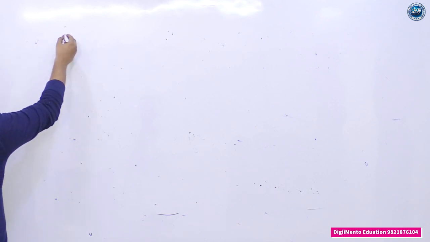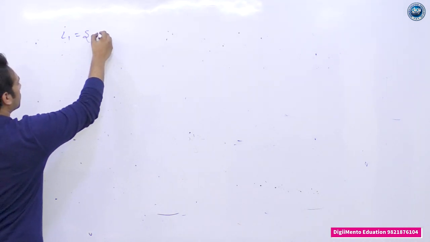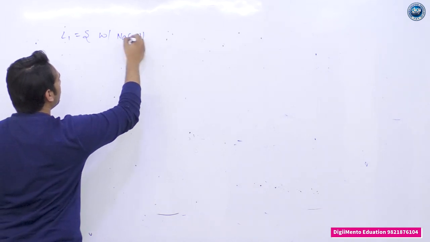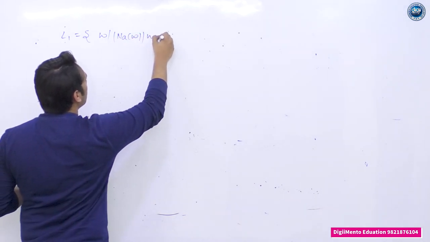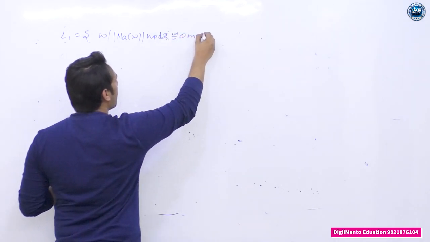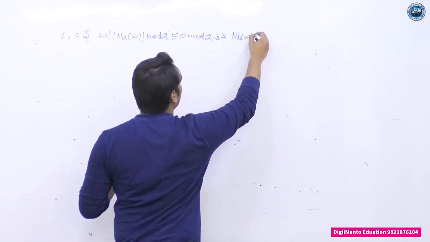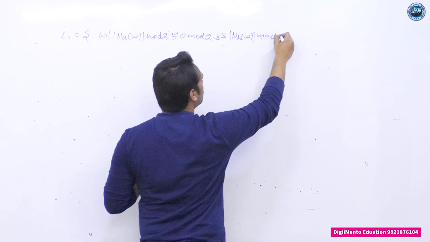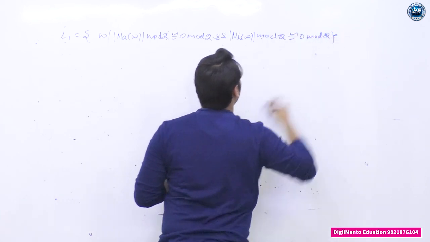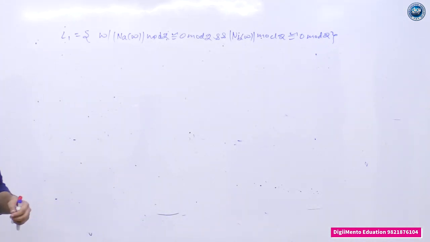I'll have the first problem, language L1, which is W such that number of A in W mod 2 is congruent to 0 mod 2 and number of B in W mod 2 is congruent to 0 mod 2. This is your first problem. Let me write 2-3 problems, then you will understand which direction I am going in.